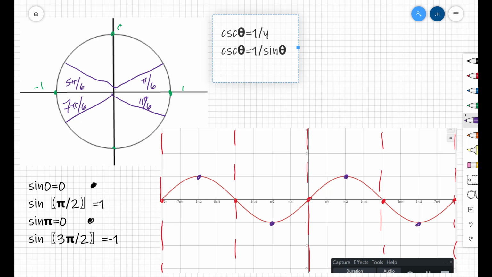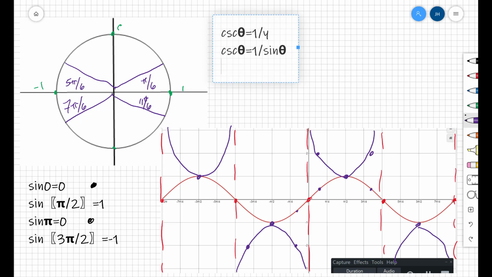At these points where the sine function is 1/2, that's where the cosecant function will be 2. Will be the number 2, not 2 also. So where sine is 1/2, cosecant will be 2. And that gives us our cosecant graph.